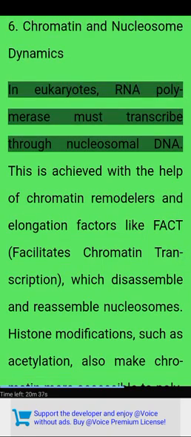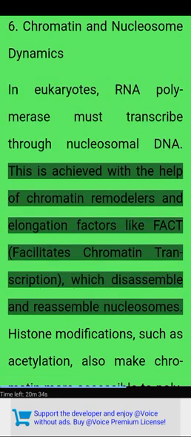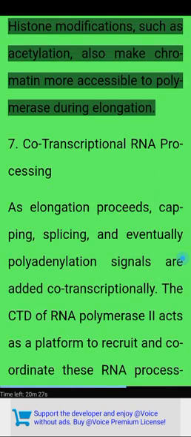In eukaryotes, RNA polymerase must transcribe through nucleosomal DNA. This is achieved with the help of chromatin remodelers and elongation factors like FACT, facilitates chromatin transcription, which disassemble and reassemble nucleosomes. Histone modifications, such as acetylation, also make chromatin more accessible to polymerase during elongation.